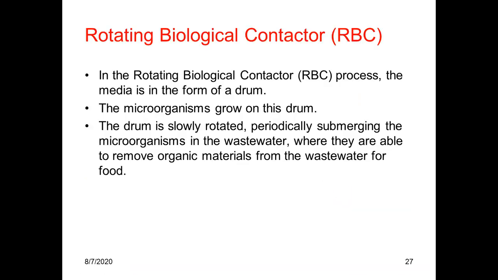Then the next type of attached growth process is the rotating biological contactor, RBC. In the rotating biological contactor RBC process, the media is in the form of a drum. Microorganisms grow on this drum. The drum is slowly rotated periodically, submerging the microorganisms in the wastewater, where they are able to remove organic materials from the wastewater for food.